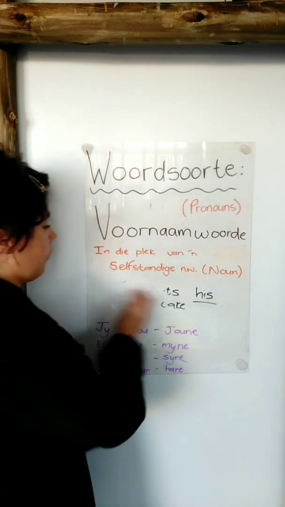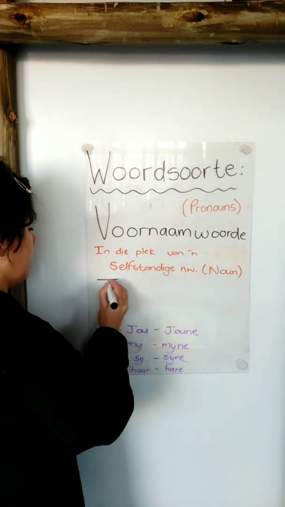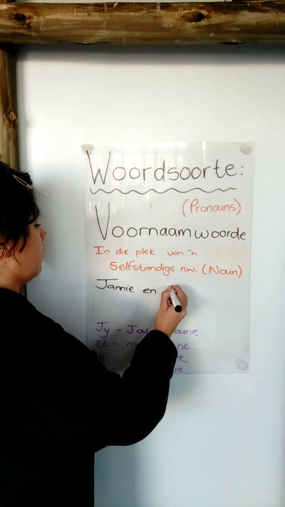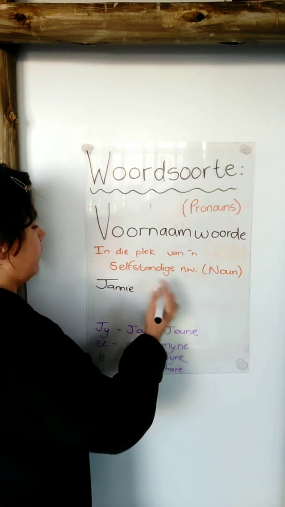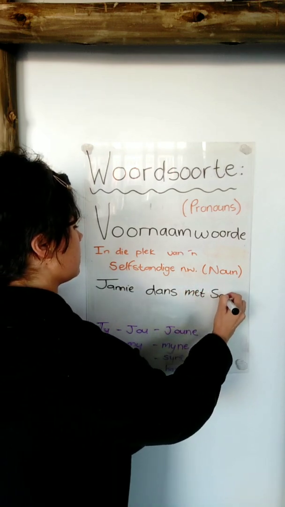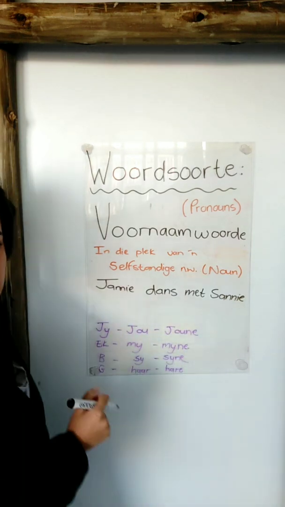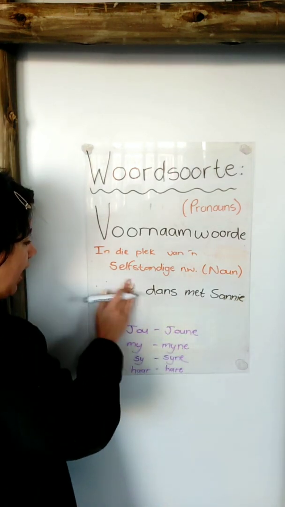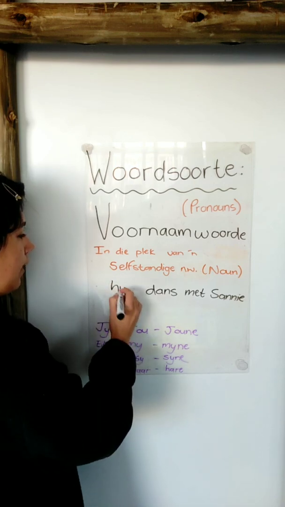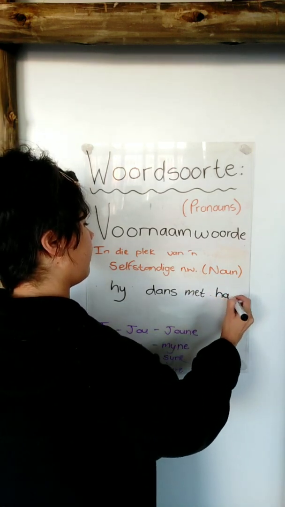Now it's exactly the same in Afrikaans. I will do an example. Jannie dans met Sunny. Okay, so Jannie is dancing with Sunny. Now we're going to replace their names. Hy, because he's a boy, he. Hy dans met, Sunny is a girl, so it is haar.